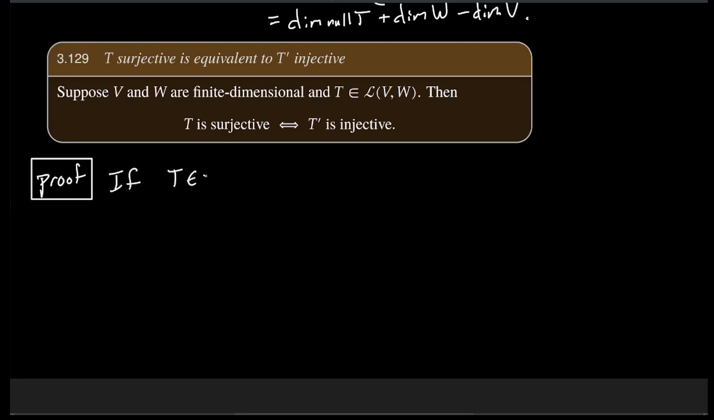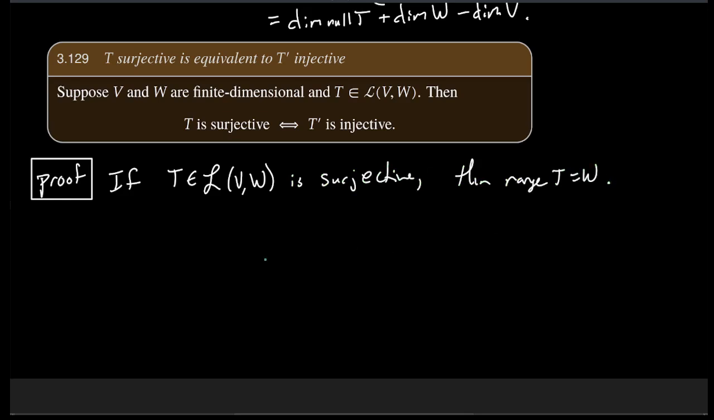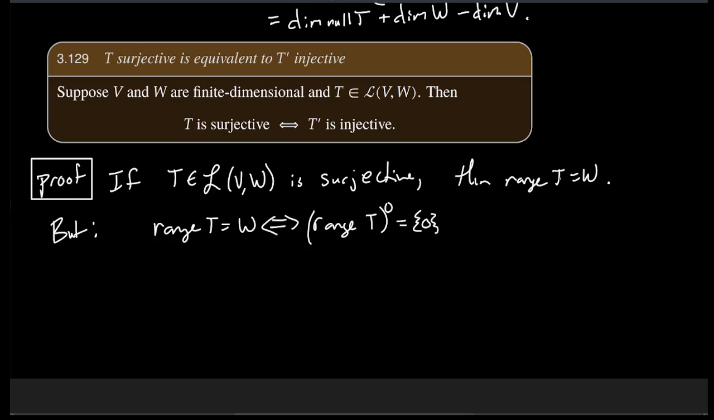If T is in L(V, W) and is surjective, then the range of T is equal to W. That's what surjectivity means, right? Okay. But here we go. Range T equals W if and only if the annihilator of the range of T is trivial. Ooh, where did we get that?